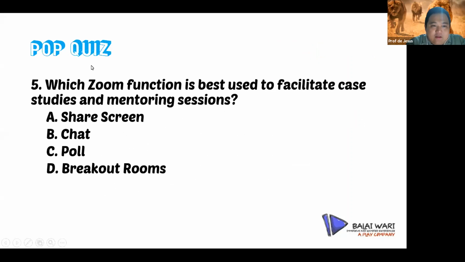Now, guys, this is my final pop quiz question. Which Zoom function is best to use to facilitate studies and mentoring sessions? What do you think? Okay, just guess. As the term suggests. Is it share screen? Share screen is what I'm using right now. Is it the chat function? Is it the poll? Is it the breakout rooms? Or shall I call tambay, or the bystander's favorite?